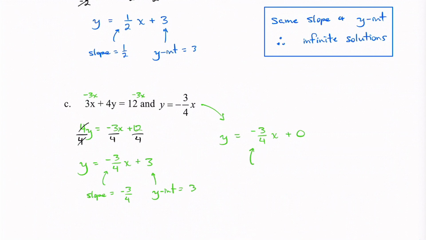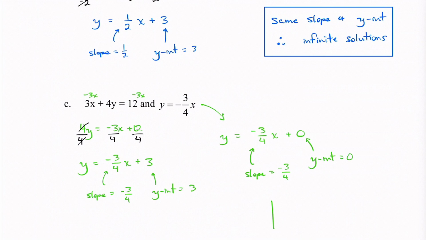On this one, my slope is the same as the other one. It's negative 3 over 4. And my y-intercept is equal to a 0. So comparing these, this one has a slope of negative 3 over 4. This one has the exact same, but the y-intercepts are different.